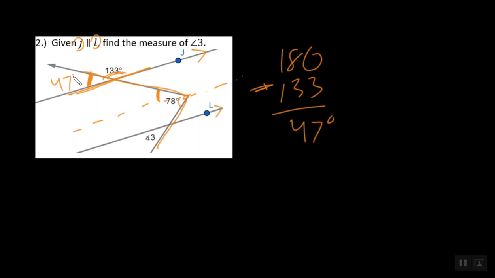And now I know that the top half of this angle is 47 degrees as well. If this whole angle is 78 degrees, what I can do is 78, the whole thing, minus the top half, 47. And let's see, 8 minus 7 is 1, and 7 minus 4 is 3. Now I know that this bottom half is 31 degrees, which is corresponding to angle 3. And so angle 3 must be equal to 31 degrees.